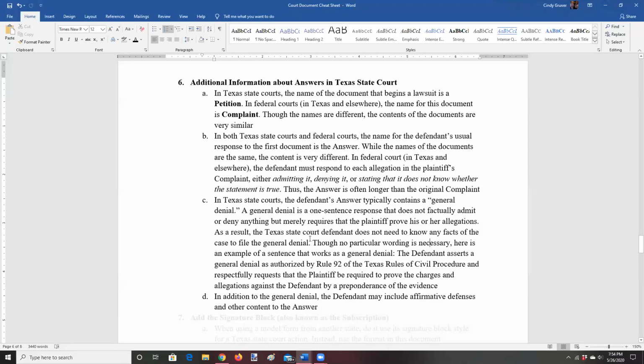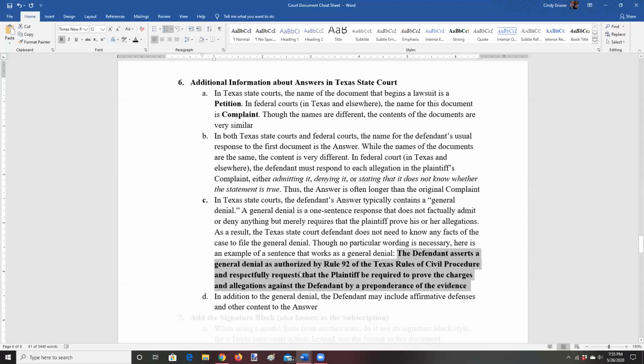So as a result, when you're filing your answer as a defendant, you don't even have to know what is true and what's false about the plaintiff's case. You can just go ahead and file a general denial, even if it ends up that every single statement in the plaintiff's petition is actually true. This is an example of how you might write a general denial.